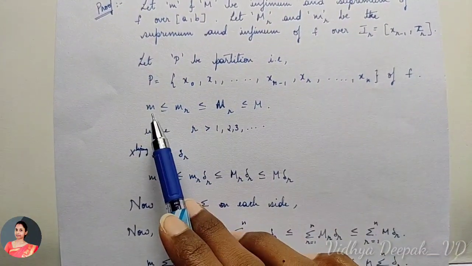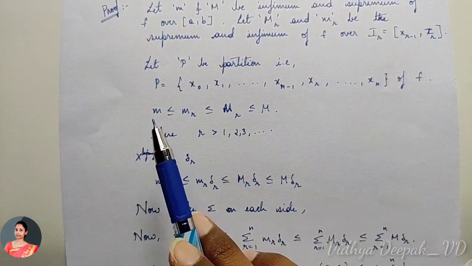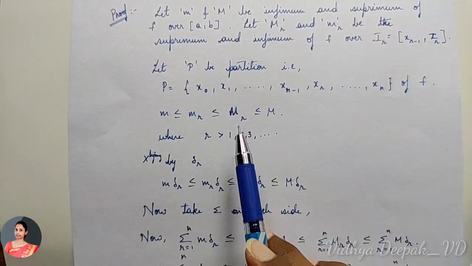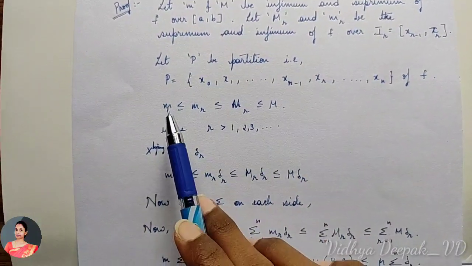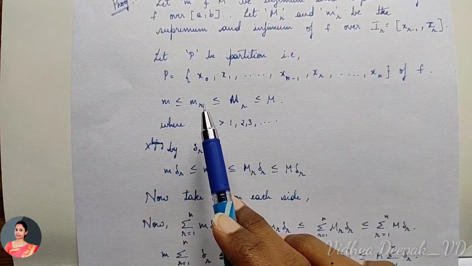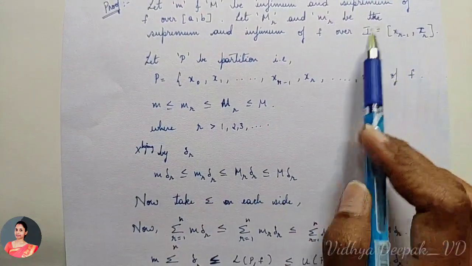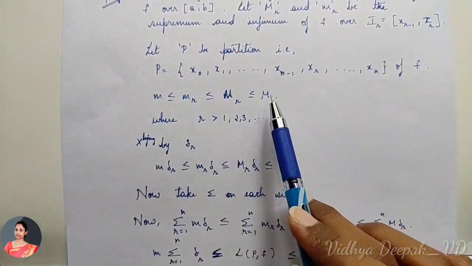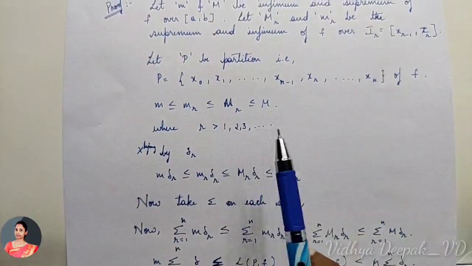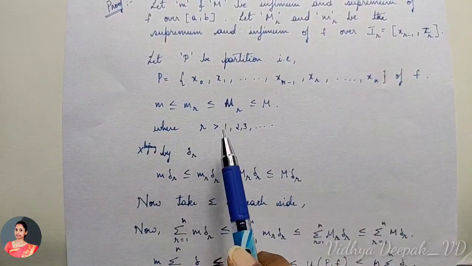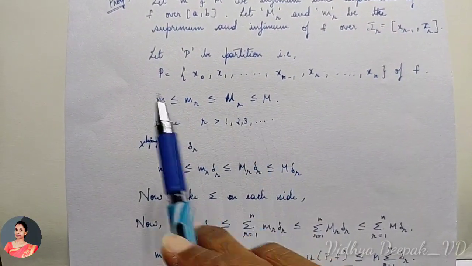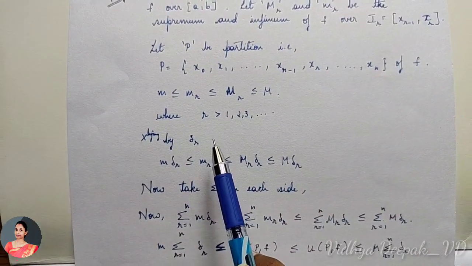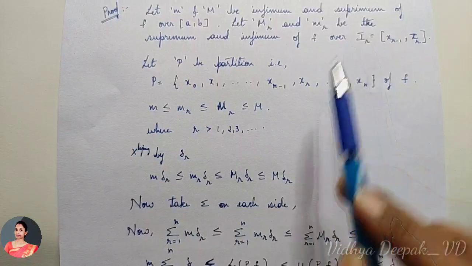Then we take m, the infimum, is less than or equal to m_r, less than or equal to M_r, less than or equal to M. That means the infimum is less than or equal to the infimum over the segment, less than or equal to the supremum over the segment, less than or equal to the supremum. We take this condition for r equal to 1, 2, 3, etc. Then we multiply this with delta r. What is delta r? It is the length of the segment. Remember, the length of the segment is called delta r.